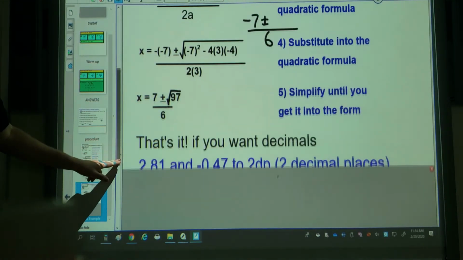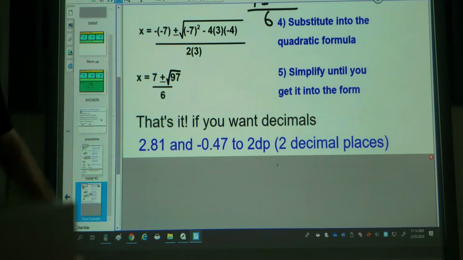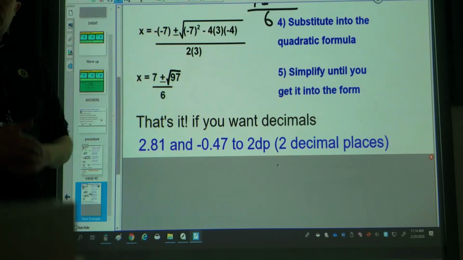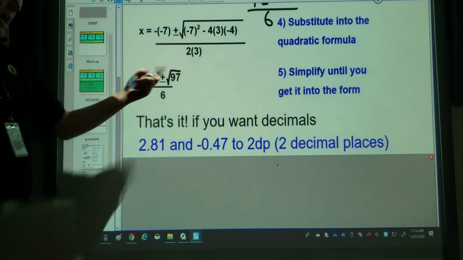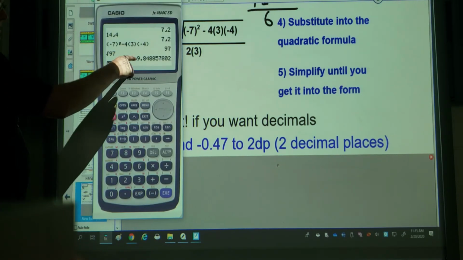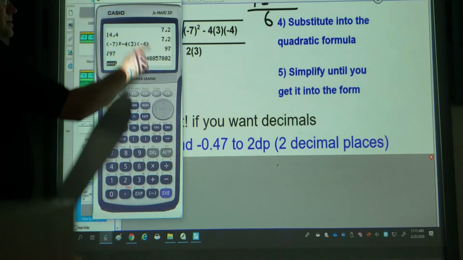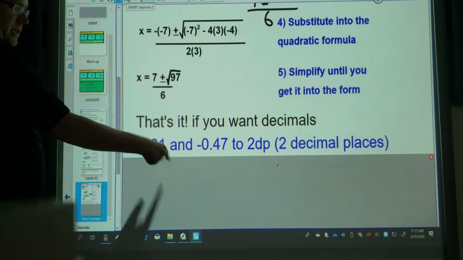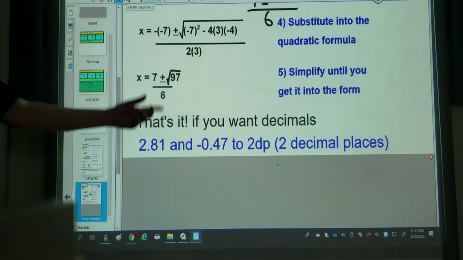If you do want decimals, you could work out the square root of 97 like I did on the calculator, and you need to do the rest using your calculator as well. What is 7 add that number that I saw over here? What is 7 add 9.84885782? And then divide by 6. And I'm choosing to round to 2 decimal places.